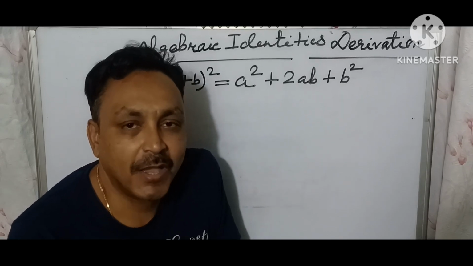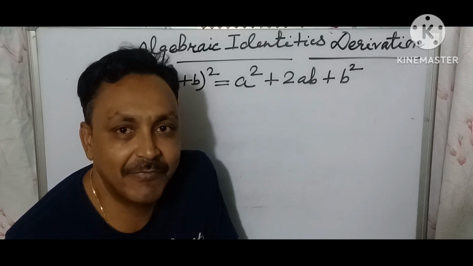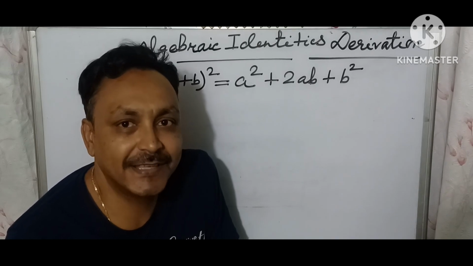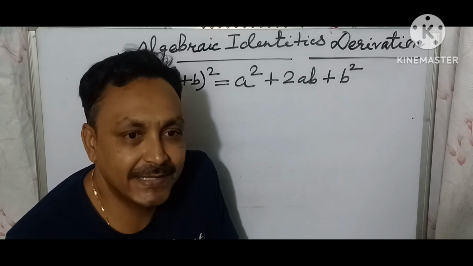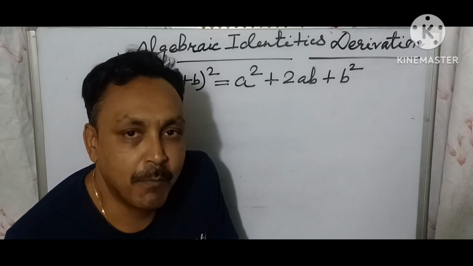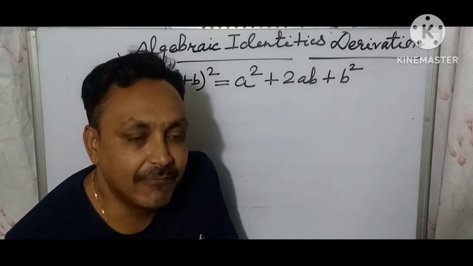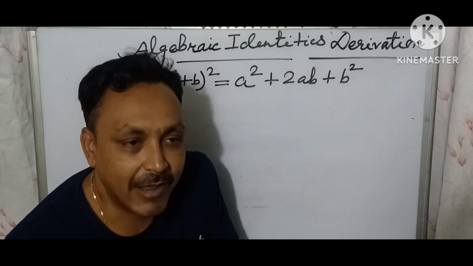Hello everyone. So today's class we are going to learn how to derive the algebraic identities. Most of the time students are going to memorize all the algebraic identities. It is a good practice to memorize the algebraic identities, but the student should have the capacity to derive it by themselves. If they forget in the exam, they should have that capacity to recall it by deriving the formula.